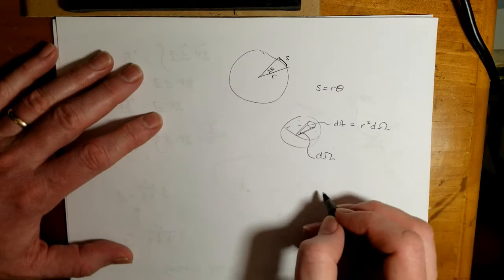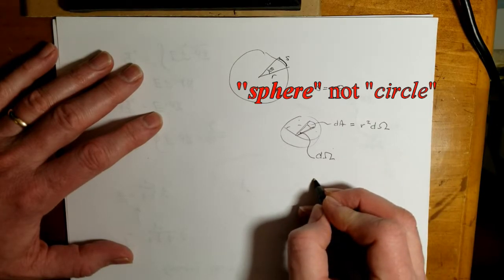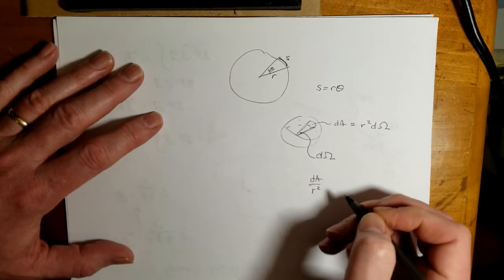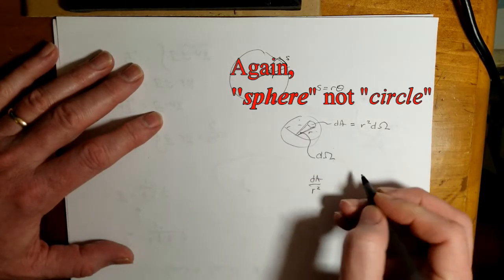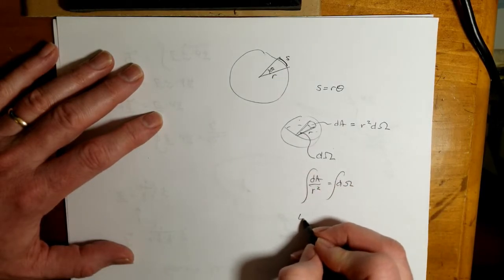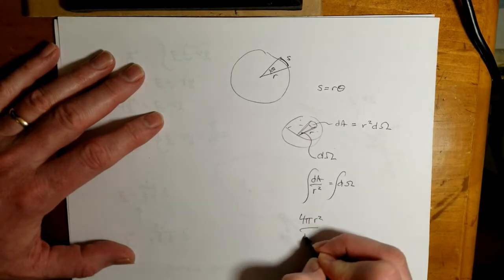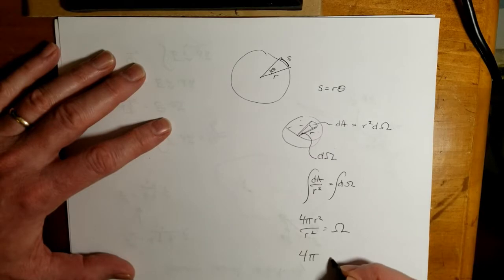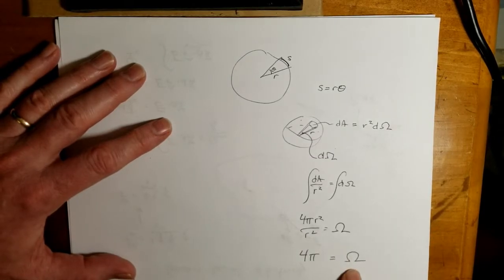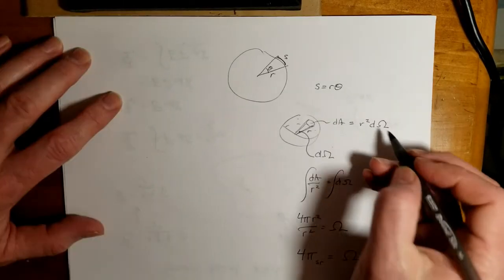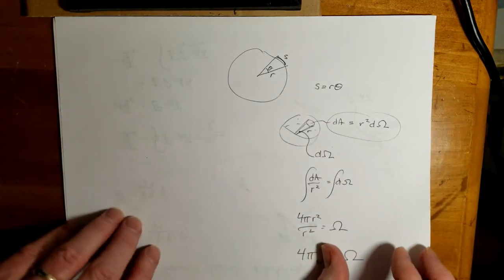If we look at a full sphere, then dA over r squared, where the radius of the sphere is r, is equal to d omega. And if we integrate, we end up with 4 pi r squared over r squared is equal to omega. In other words, 4 pi. So the solid angle for an entire sphere is 4 pi steradians, abbreviated sr. So this is the relationship we want at the moment.